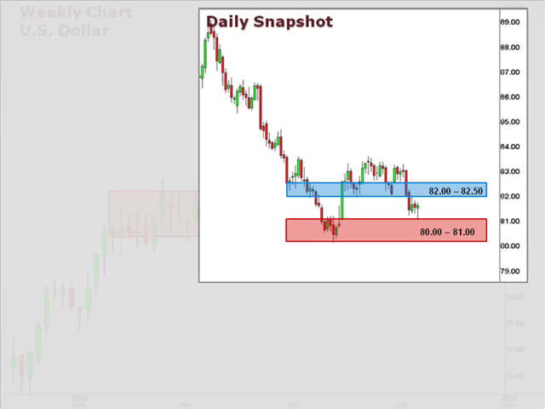Taking a quick look at our daily chart here, we can see that the support level holds at 80.81. However, we do need to see a break above 82.5 to lend credibility to any U.S. dollar strengthening.